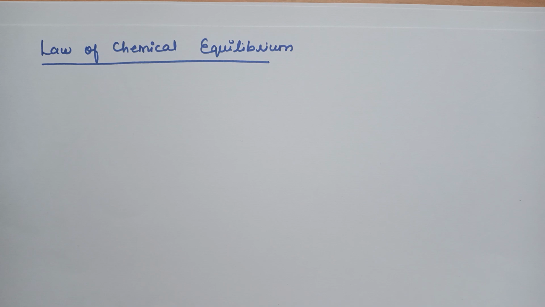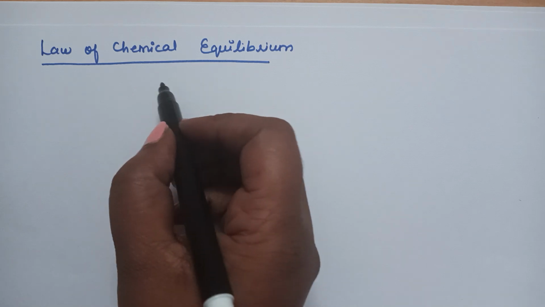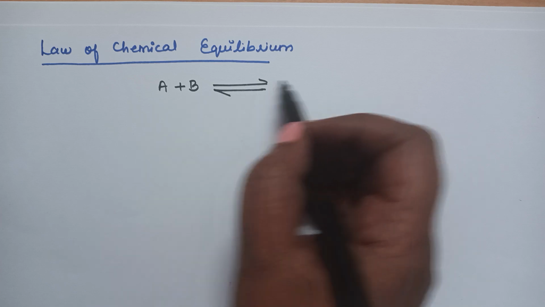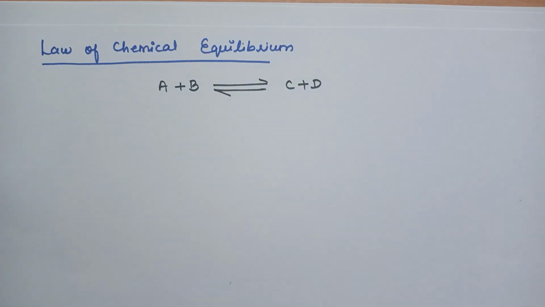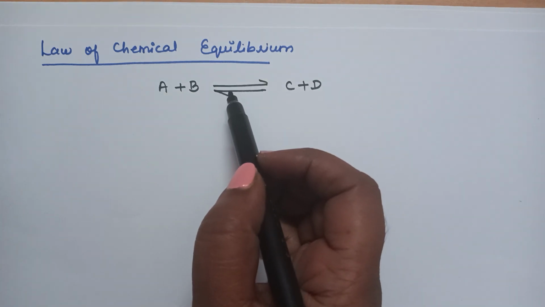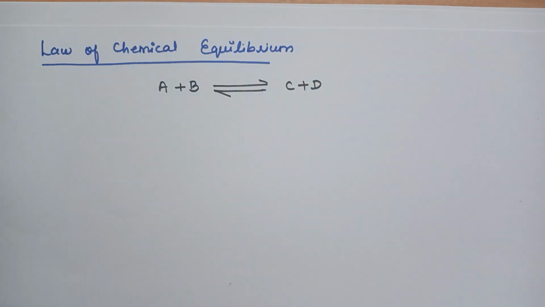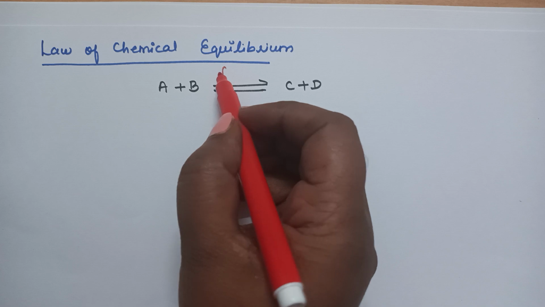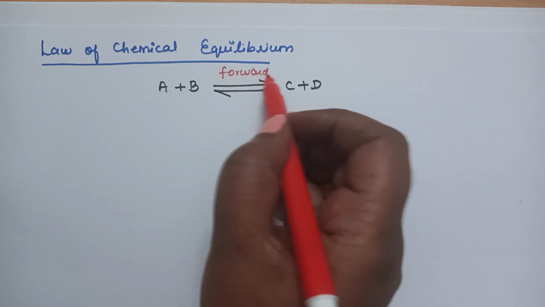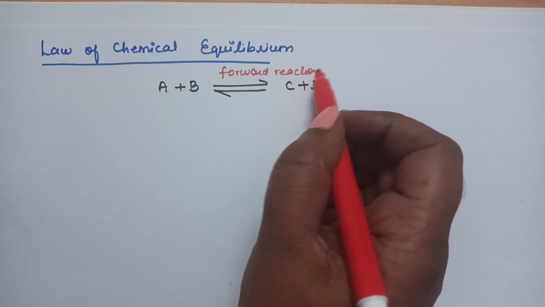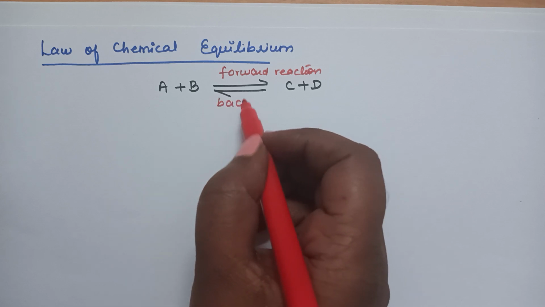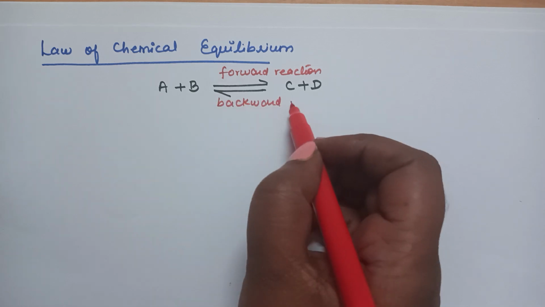Students, in this video we are going to learn the law of chemical equilibrium. So consider the equation A plus B giving C plus D. The arrow mark represents that it is a reversible reaction. The conversion of A plus B to C plus D is called the forward reaction. C and D reacting to form A and B will be the backward reaction.